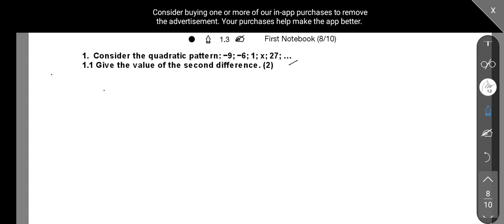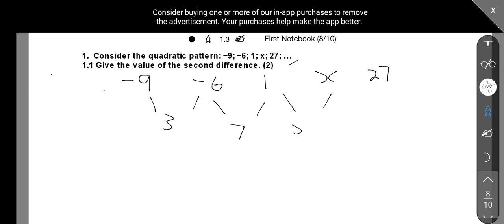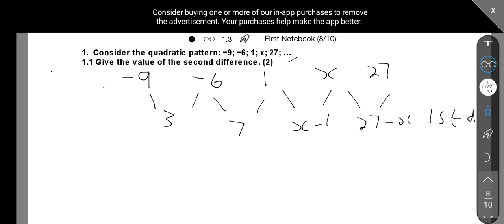So our given sequence is -9, -6, 1, x and 27. We're going to say T2 minus T1. -6 minus -9 will give us 3. 1 minus -6 will give us 7. x minus 1 will give us x minus 1. And 27 minus x will also give us 27 minus x. And these are our first differences. Let's come up with the second differences.